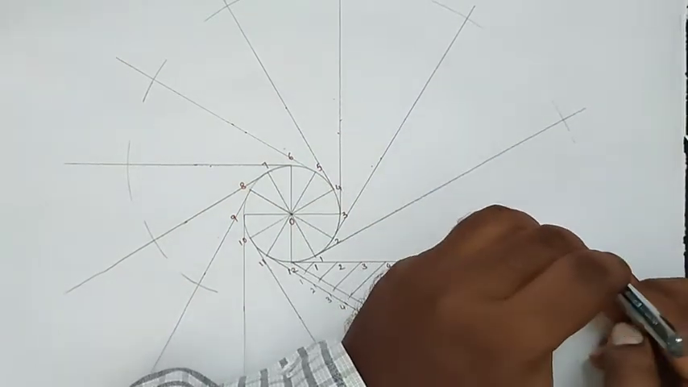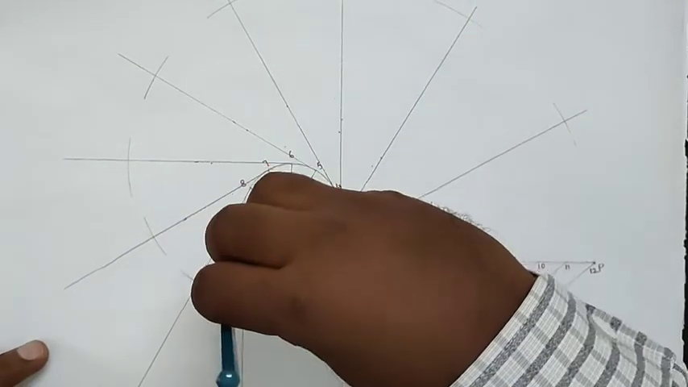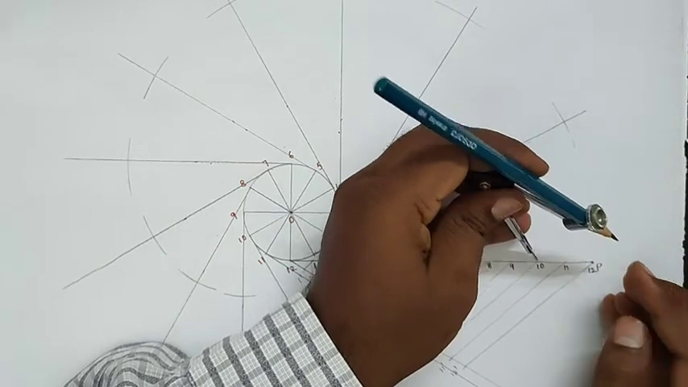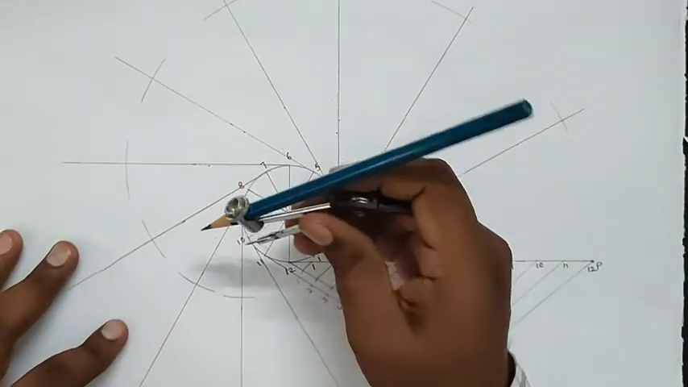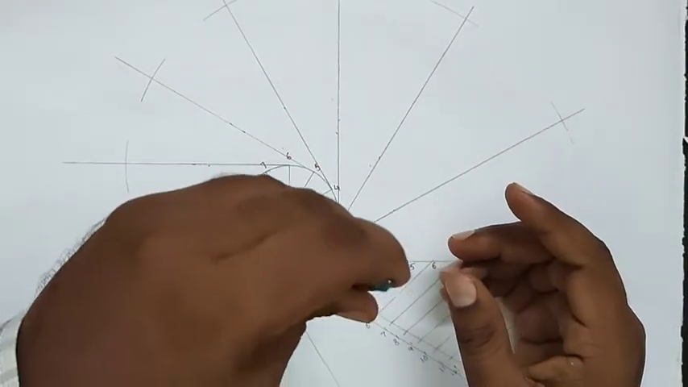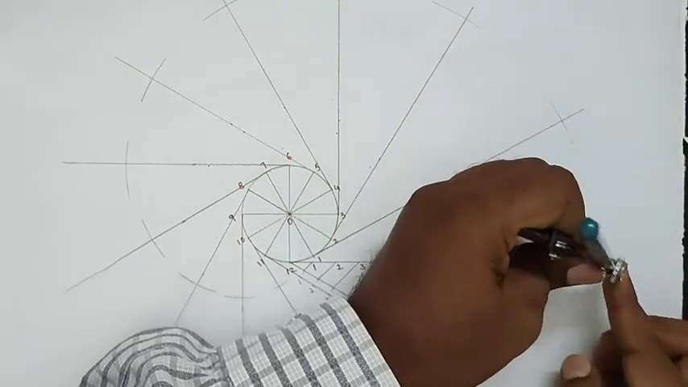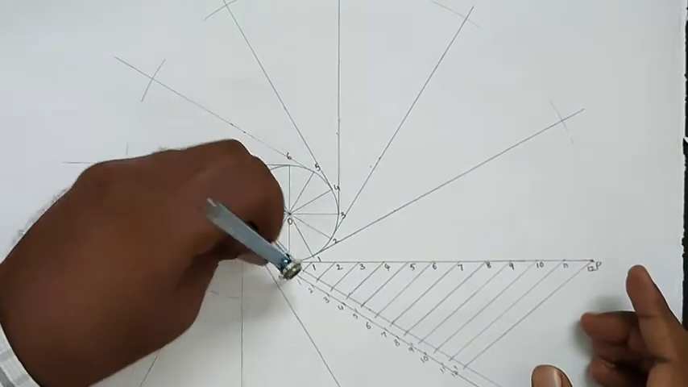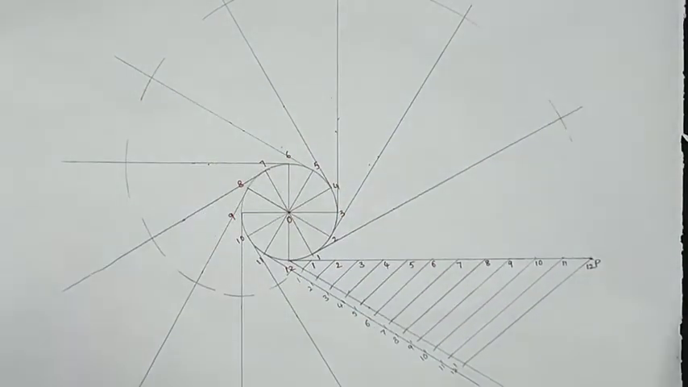9P, measure 9P line length. 9 as the center, draw the arc. Measure 10P line length. Draw the arc, 10 as the center. 11P, measure. 11 as the center, draw the arc. At the point 12 we will get the point.